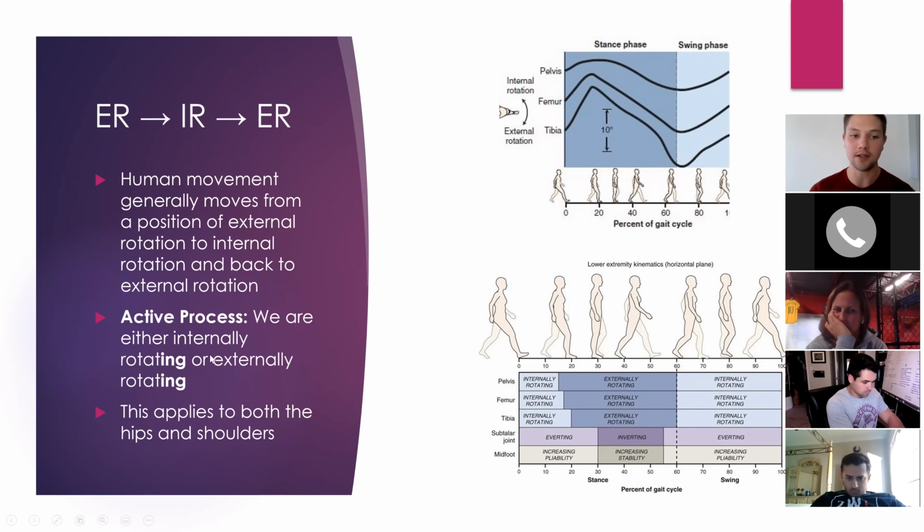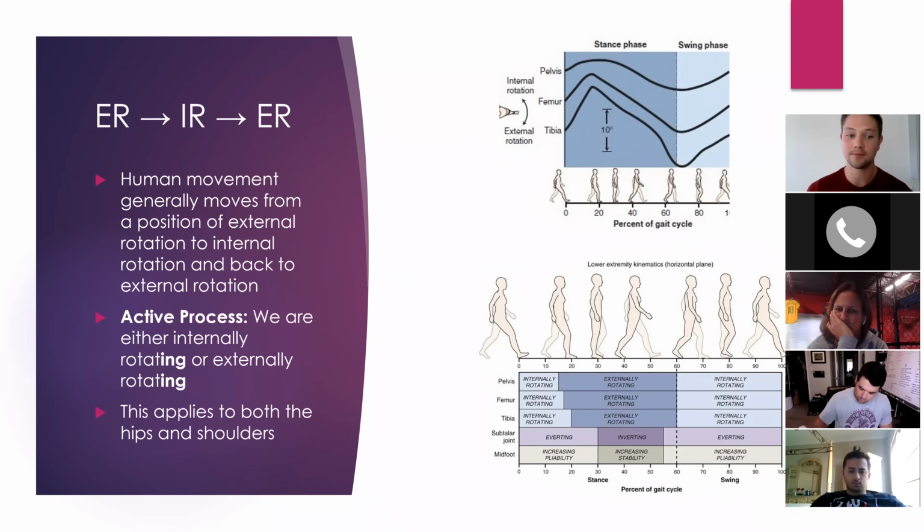It's an active process. So we are not internally rotated or externally rotated. You could look at it that way, but we're dynamic people. We're dynamic creatures. So we move through an active process of -ing. We are internally rotating or externally rotating. But how do you think we are internally rotating? We're moving from a place of external rotation, right?